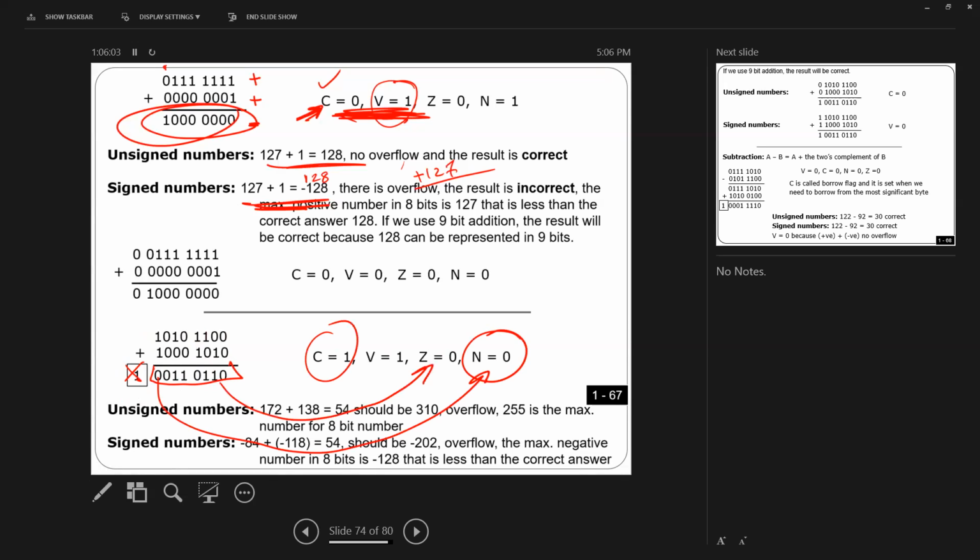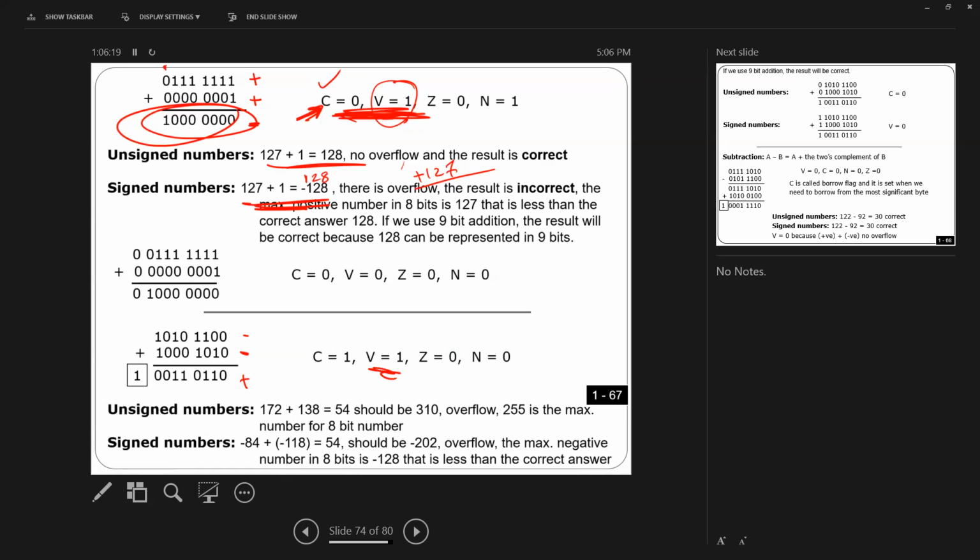Now let's look at the overflow. This is a negative number. I added a negative number to a negative number, and I got a positive number. So that means there is overflow, right? That's why V should be 1.